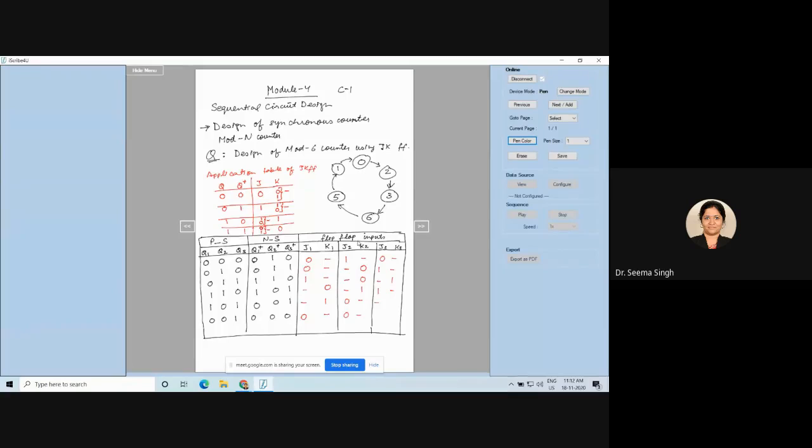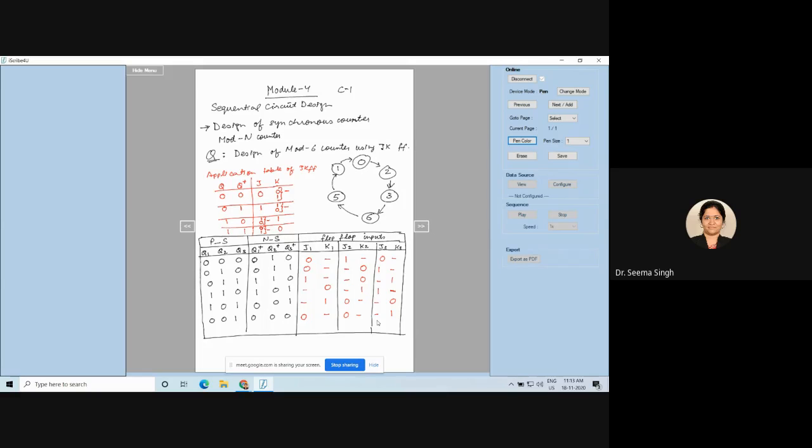Yes, are you able to see? Okay, are you able to see now? The connection was lost in between. Yes, ma'am. Okay, so I am completing the table. You can check whether I have completed it correctly or not. So I have completed the table based on the application table which I have explained to you just now. So like this, we complete our excitation table.